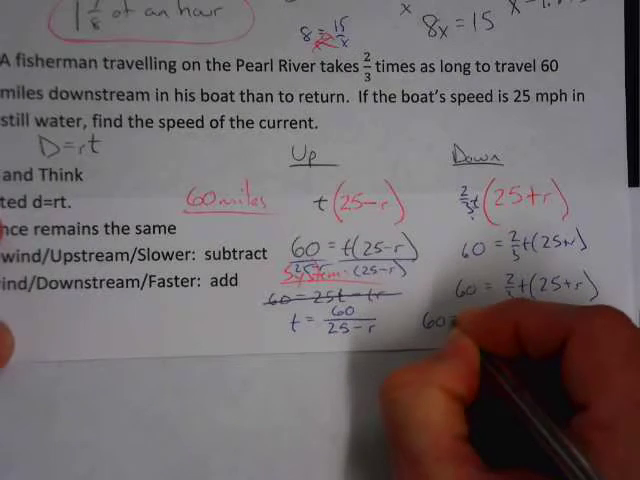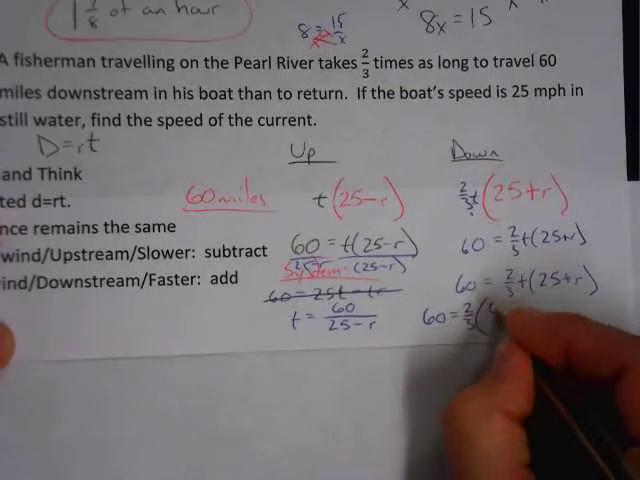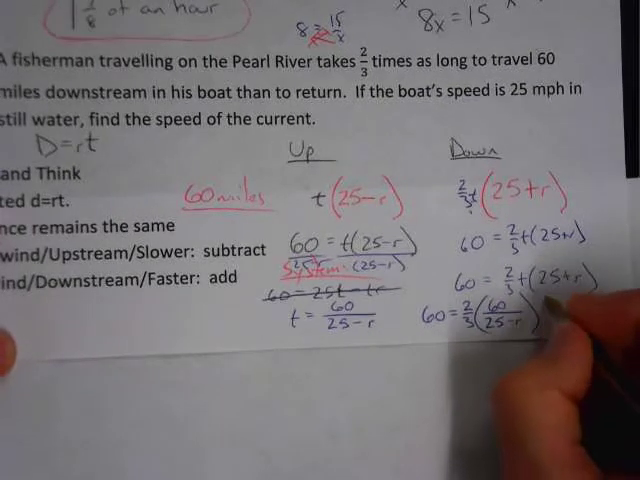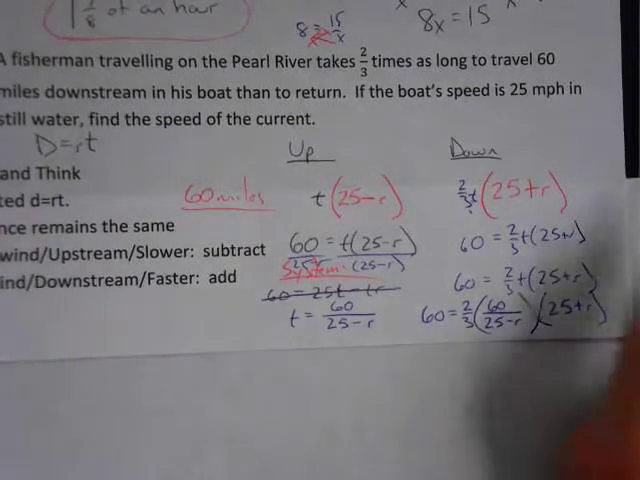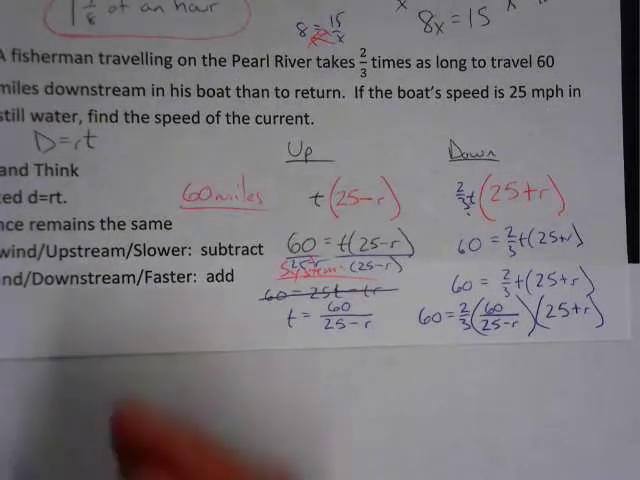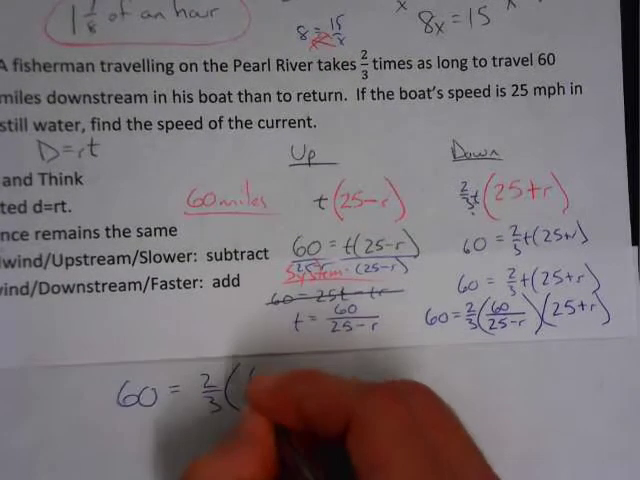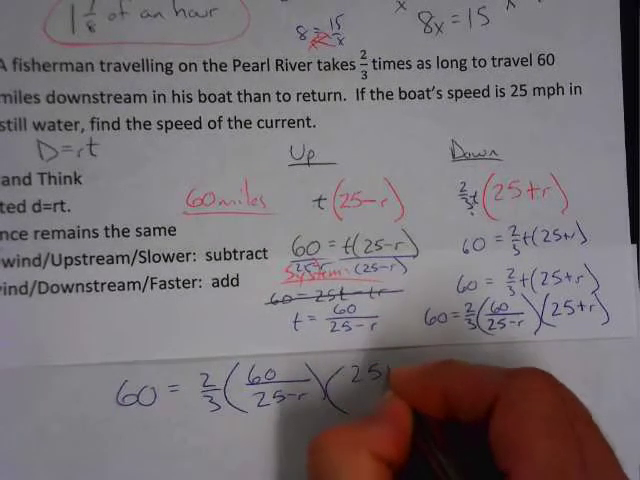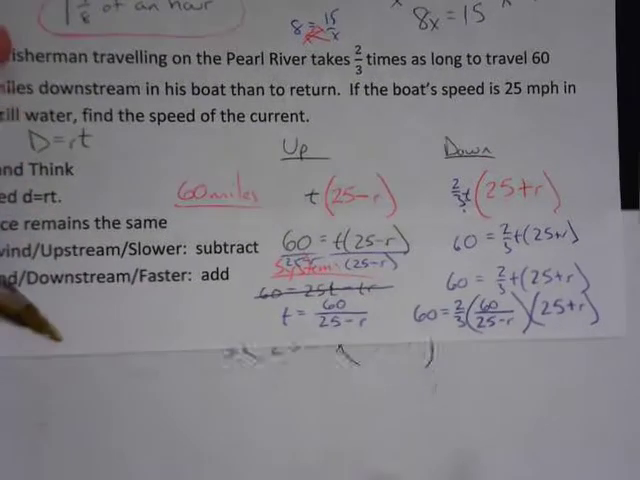Now I'm going to plug it into my equation for downstream. 2/3 of T, but now we know it's 2/3 of 60 divided by 25 minus R, all of that times 25 plus R. Now look at that. I want you to stare at that equation, and it's going to get nuts. So let's work this out together. Remember, as long as we are clearing fractions and doing everything, it'll all work out. All right, so we have this crazy equation.